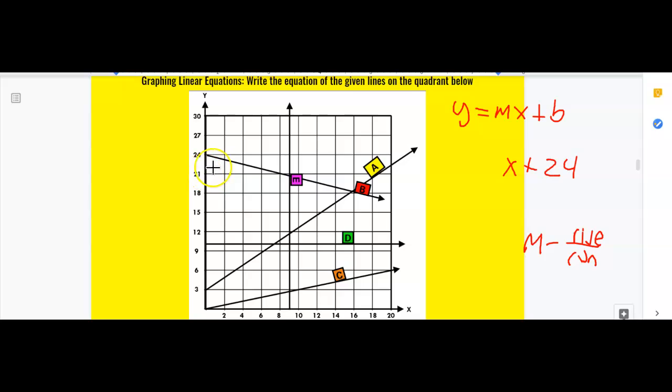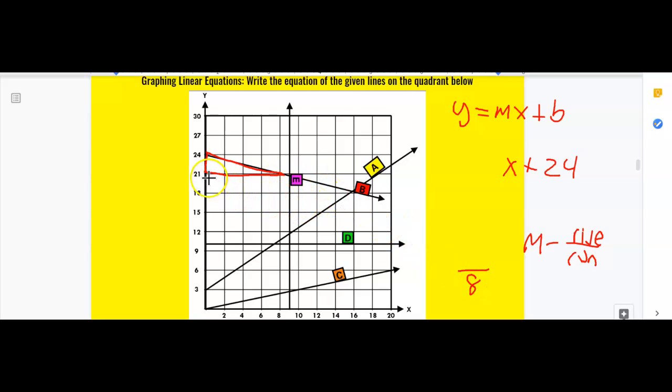So let's go ahead and make our right triangle here. I'm going to start here at this point, slide over to here. And notice I got my right triangle. Let's take care of the run. 1 increment, 2 increments, 3 increments, 4 increments. And what is the value of every increment? 2. So 4 sets of 2. That's going to give us 8.